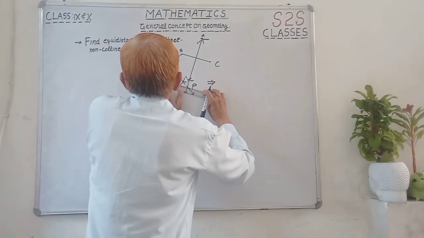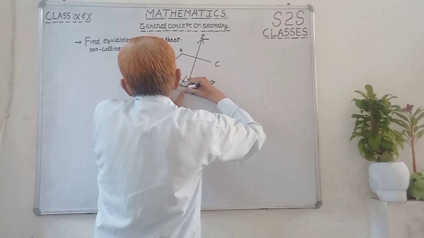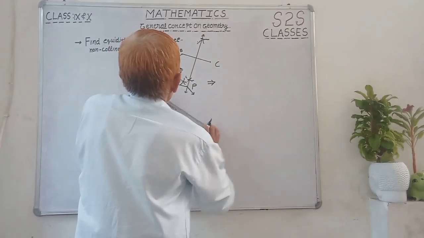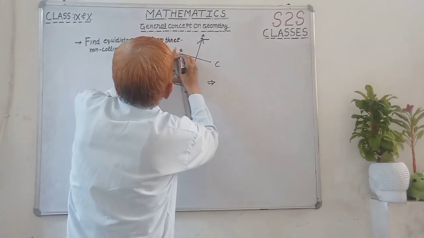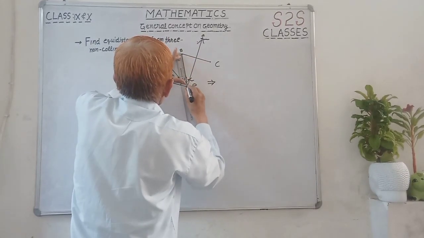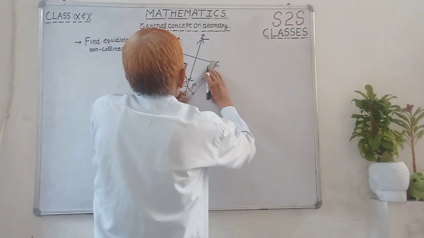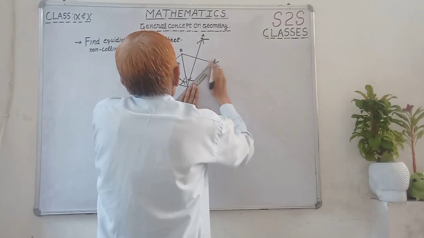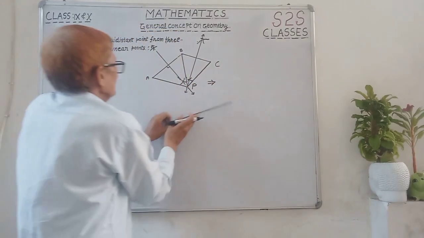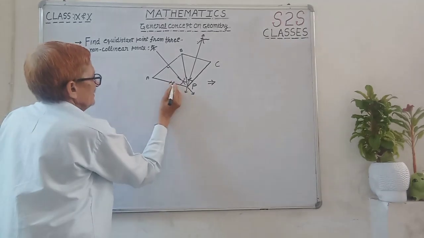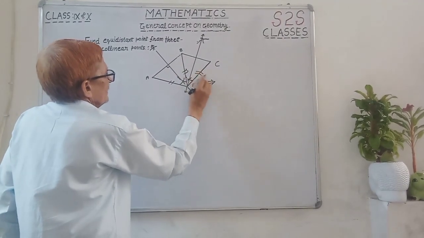So if we join A to P, and B to P, similarly C to P, with the help of a scale, then these all will be equal. AP will be equal to BP will be equal to CP.